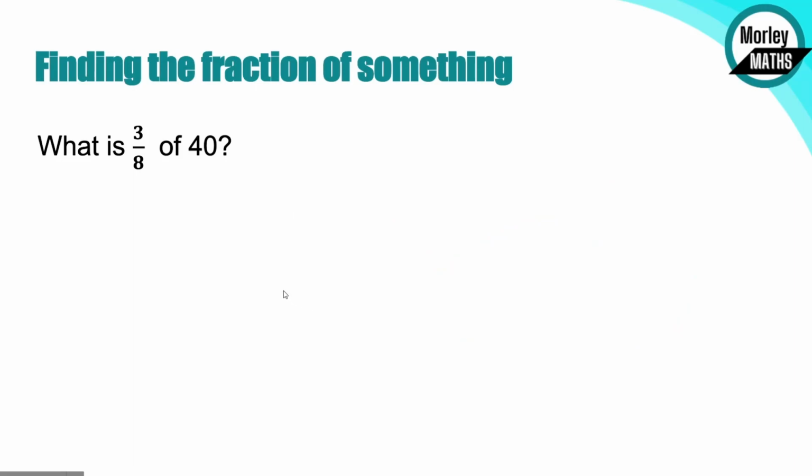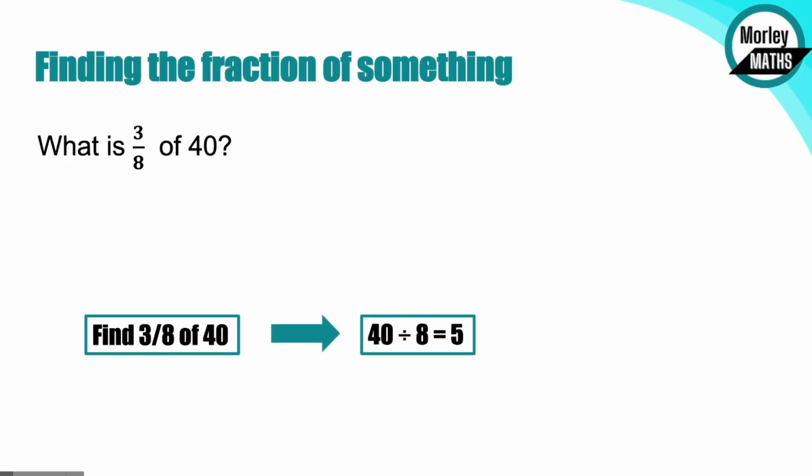So what if we need to find the value of a fraction of something? What is 3/8 of 40, for example? Basically, we take our value and divide it by the bottom number. That splits it into 8 individual parts. So 40 divided by 8 gives us the value of 1 out of the 8. Once we've got that, we multiply it by the top number, and that tells us the value of 3 out of 8. So 40 divided by 8 is 5. We times that by 3 to find the value of 3 of those parts, which is 15.